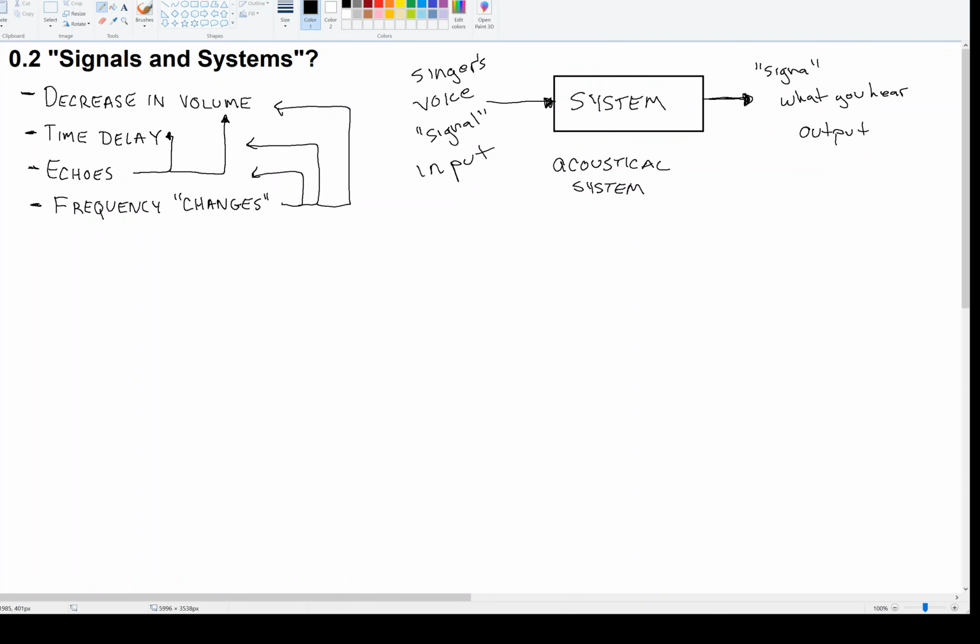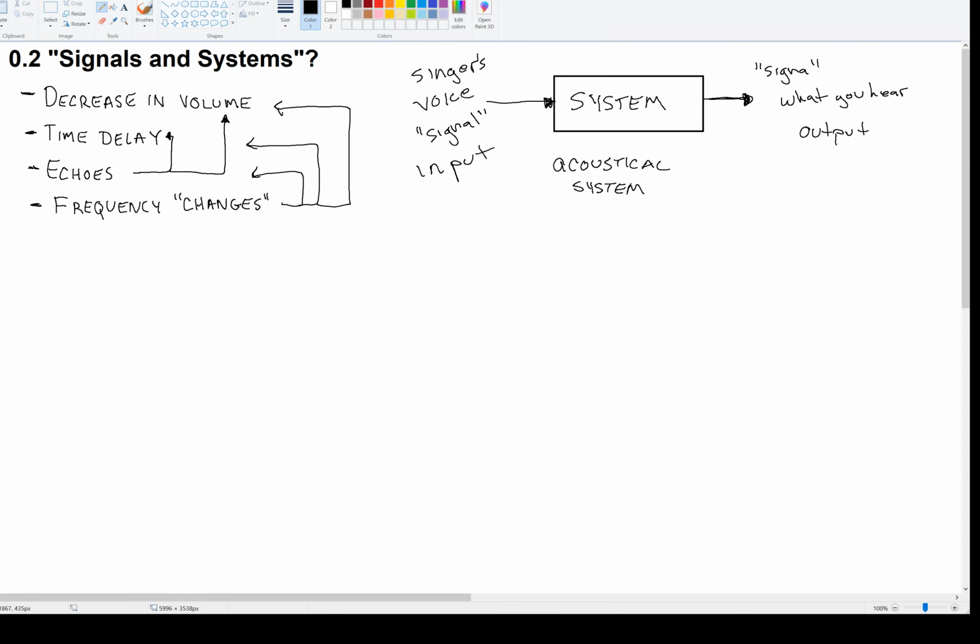In our course, we keep things at a very high level, general level, signals and systems, because what we learn in our course can be applied to acoustical systems, electrical systems, mechanical systems, and so on. This is not a circuits course. We don't do circuit analysis or anything in this course.